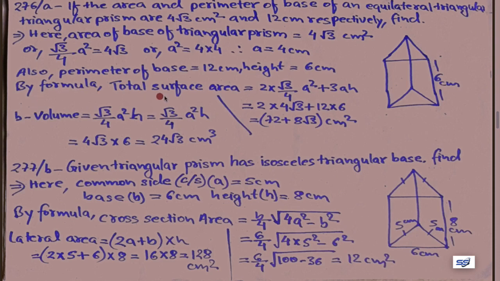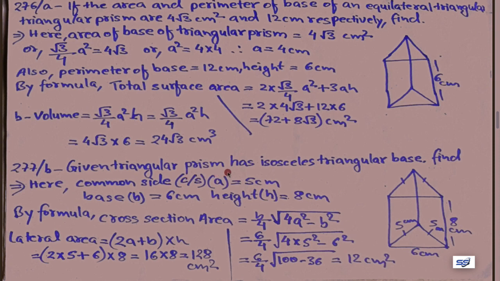By formula, total surface area is equal to 2 into root 3 upon 4 into a square plus 3ah, which is equal to 2 into 4 root 3 plus 12 into 6, is equal to 72 plus 8 root 3 centimeter square. Now volume V, we know the formula, volume V is equal to root 3 upon 4 a square h, is equal to 4 root 3 into 6, is equal to 24 root 3 centimeter cube. Volume is always in cube.